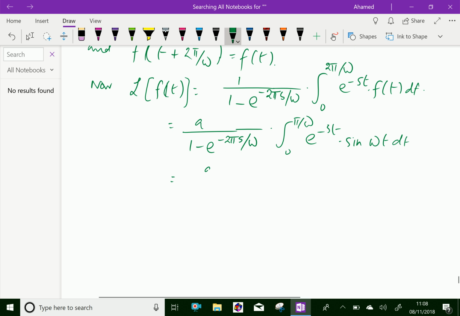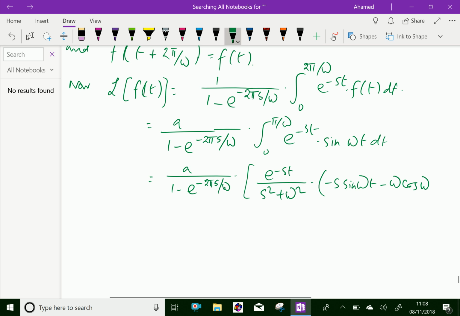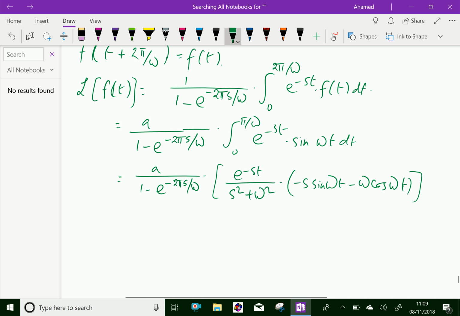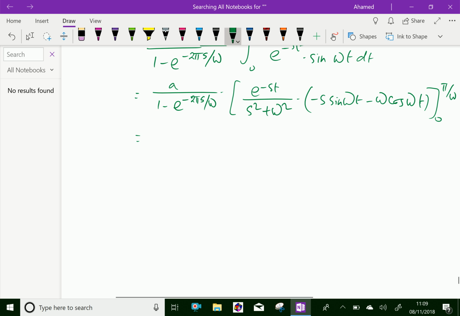Further it is equal to a over 1 minus e power minus 2 pi s by omega into, by using integral by parts we are getting e power minus st over s square plus omega square into, the integral of e power minus st into sine omega t you can write like minus s into sine omega t minus omega cos omega t, from 0 to pi by omega.